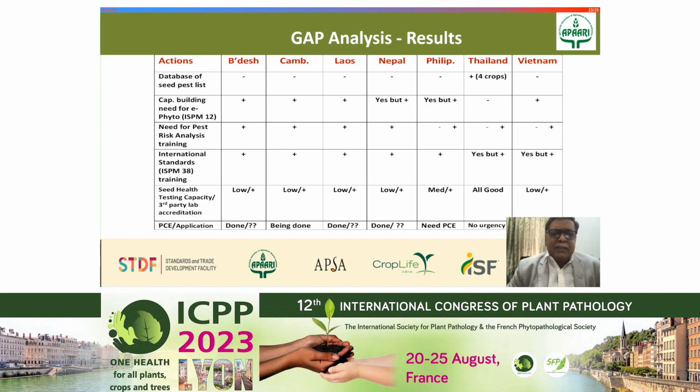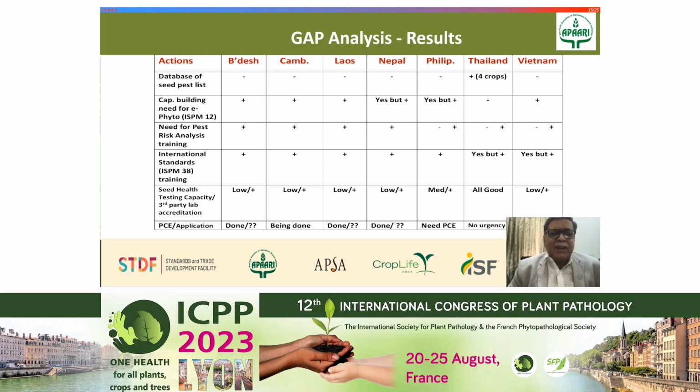If you look at the gap analysis, the output of the various outputs of the project, you will see that a database of seed pest lists does not exist in any of these 7 countries, except Thailand, where we have it for food crops with relation to seed pests. Capacity building for e-Phyto, that is ISPM 12, is required almost everywhere except Thailand, where things are quite advanced.